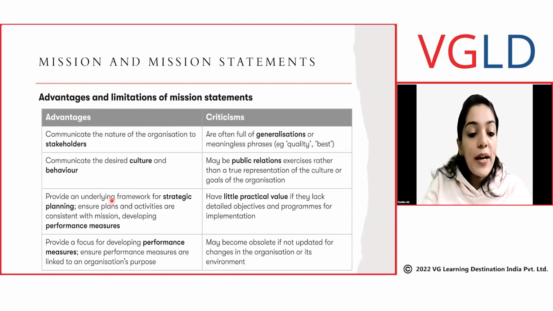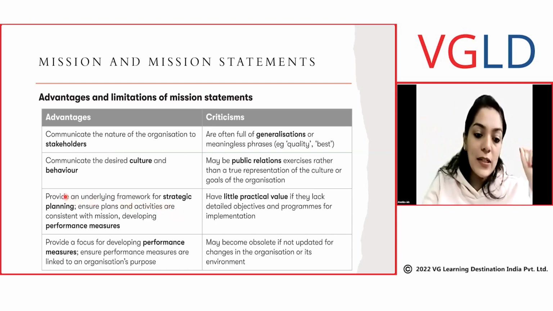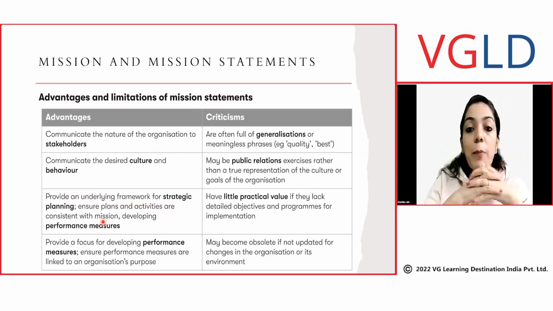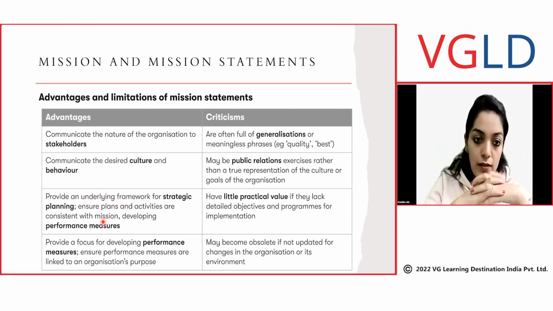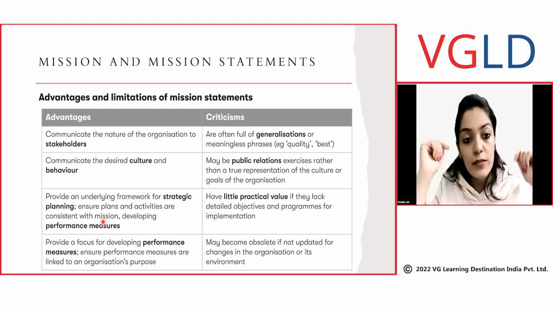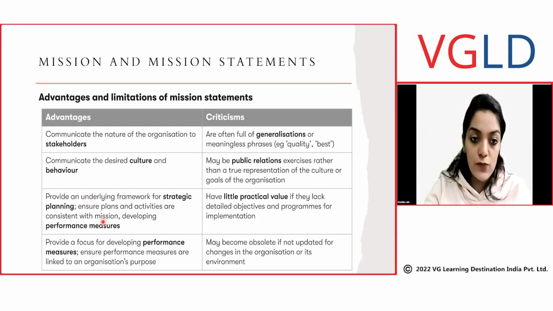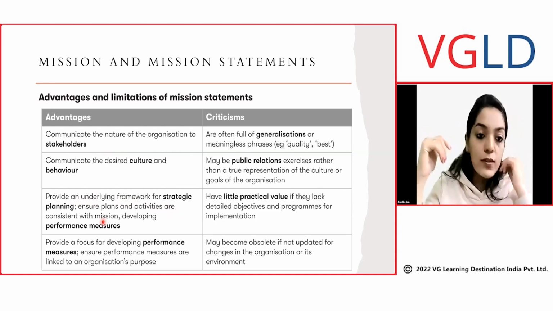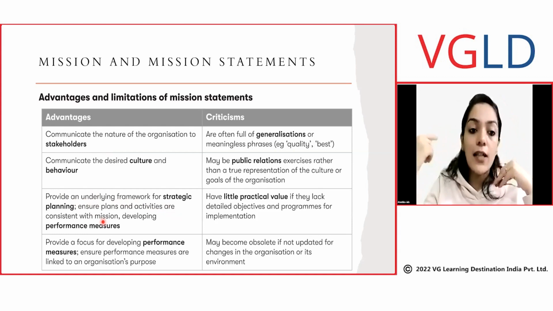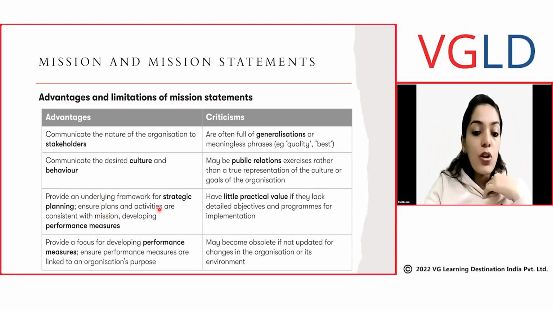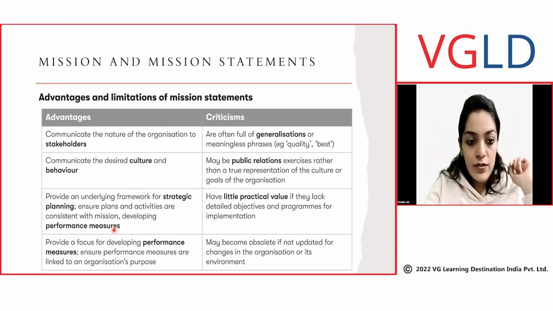Then provides an underlying framework for strategic planning. Ensure plans and activities are consistent with mission. So once you have published your strategies to the public, right? Like ITC has published corporate strategies on its platform, on its website. So whatever internal policies which are being made, it will focus on ensuring that these objectives are achieved. Okay, so provide an underlying framework for strategic planning. Ensure plans and activities are consistent with mission.